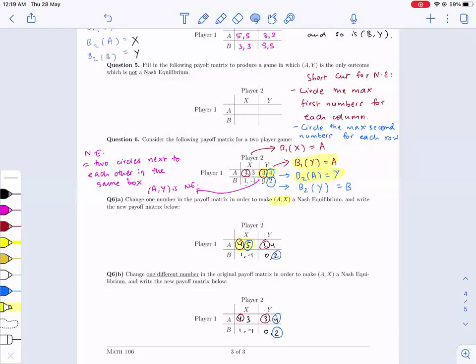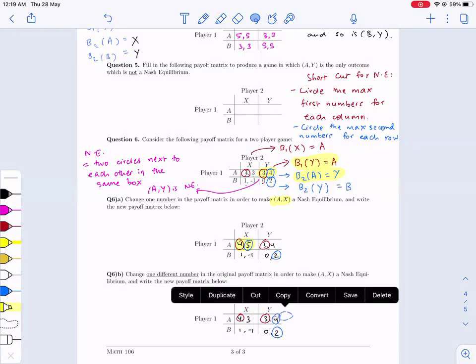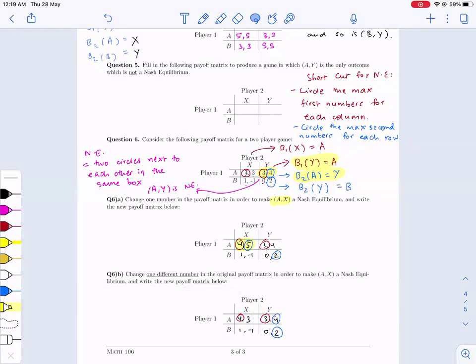Now, again, you want this circle here because you want AX to be a Nash equilibrium. One way was the one we discussed in part A, where you can increase this 3 to a 5. Another simple way is that you can decrease this 4 to something that's smaller than 3. So make this, let's say, a 2, and then the circle now goes to 3. So again, AX is a Nash equilibrium in this case.